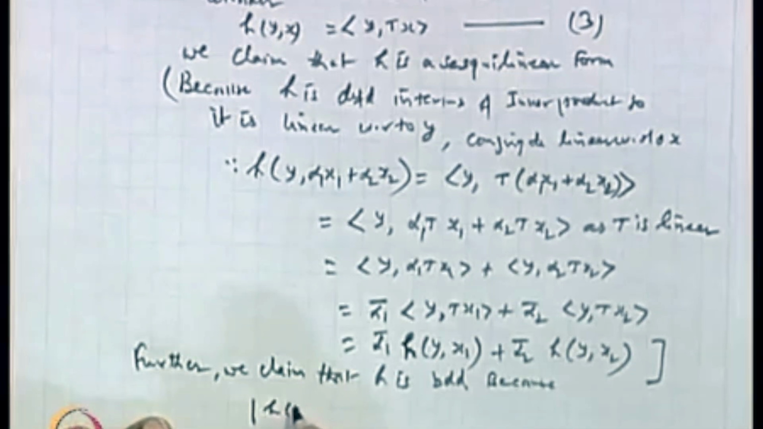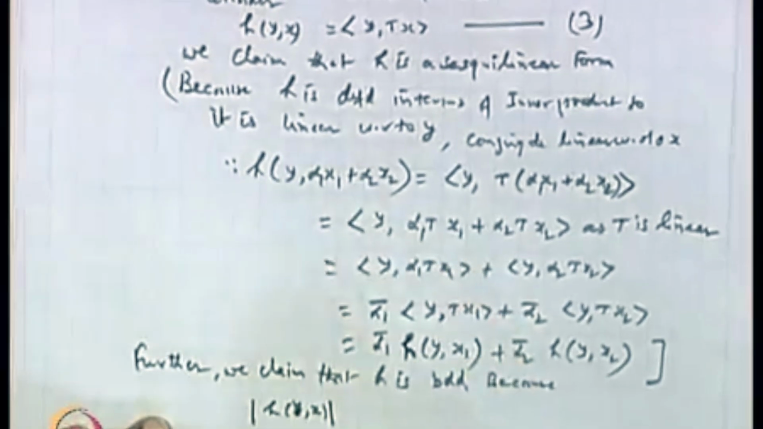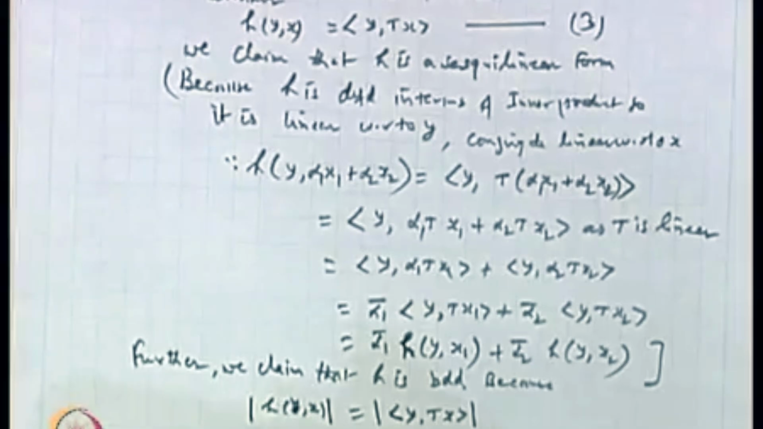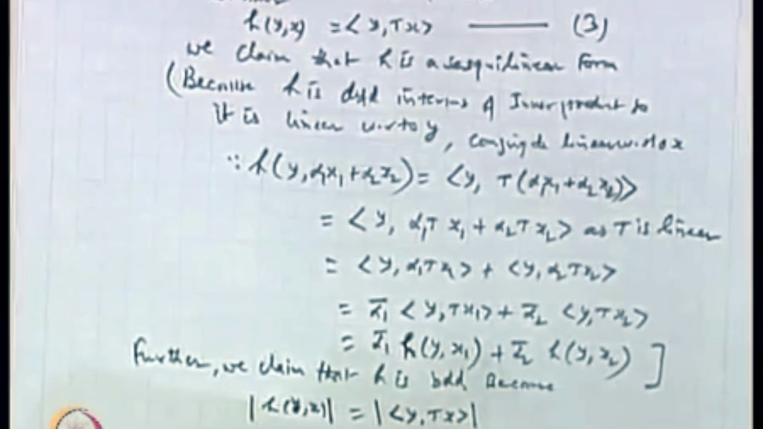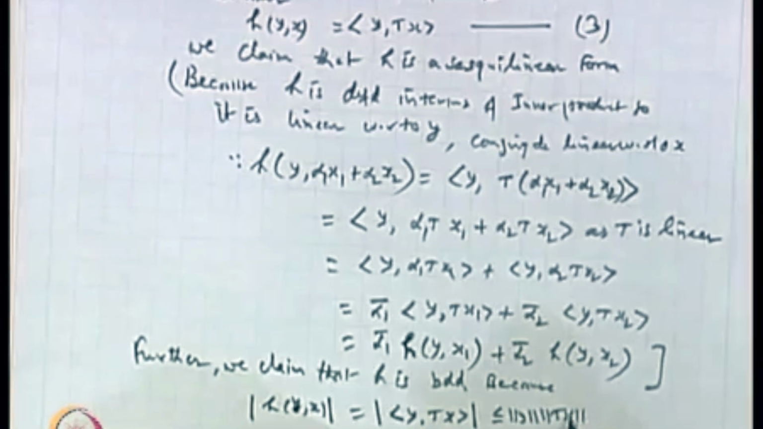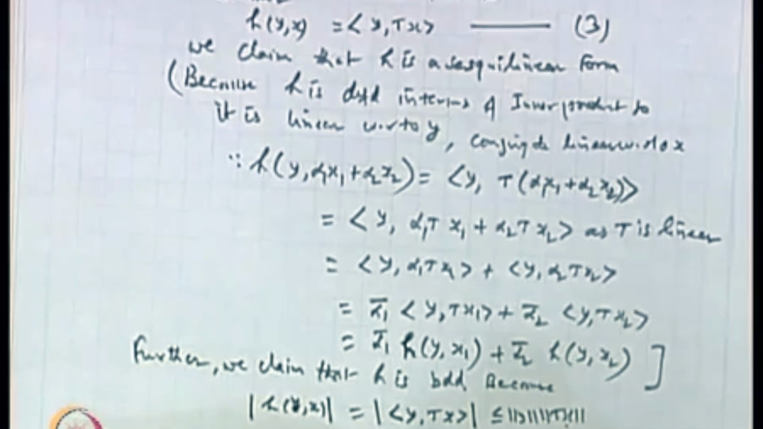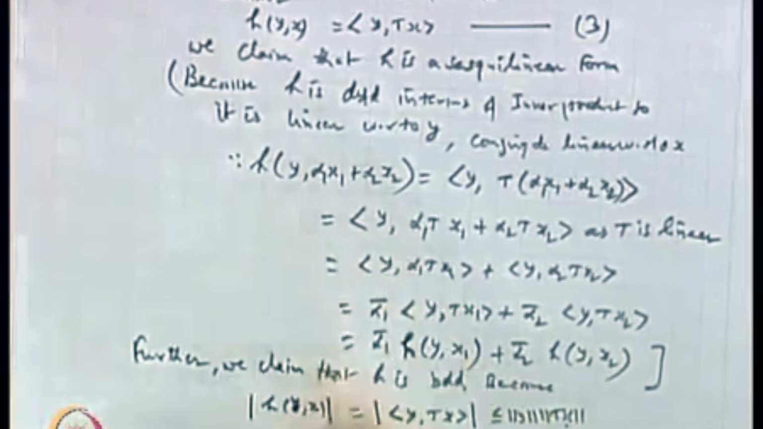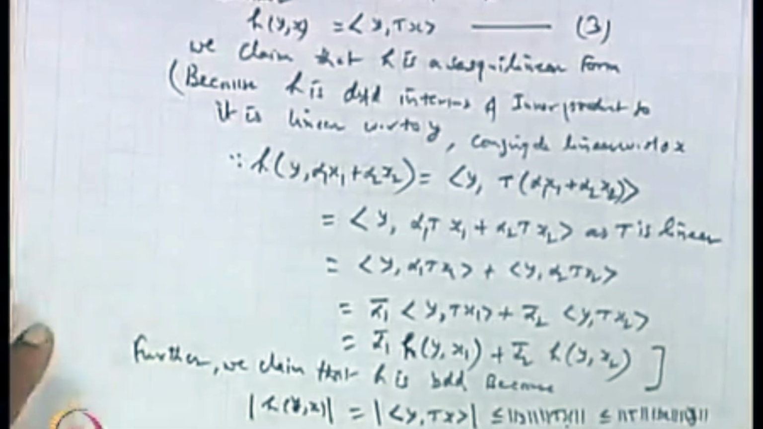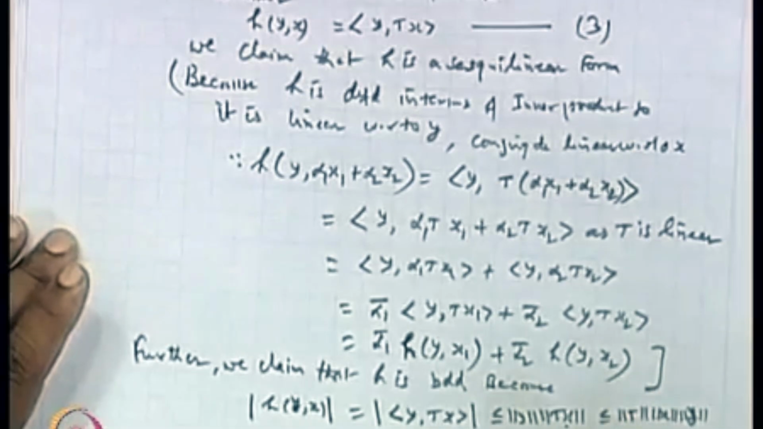So what is the mod of h(y, x)? This is, by definition, mod of the inner product ⟨y, Tx⟩, but by the Schwarz inequality, there is a relation between inner product and norm. It is less than or equal to norm y into norm Tx. T is bounded, it's given. So norm of Tx is less than or equal to norm of T into norm of x, into norm of y. So C is nothing but norm T. So h is bounded.